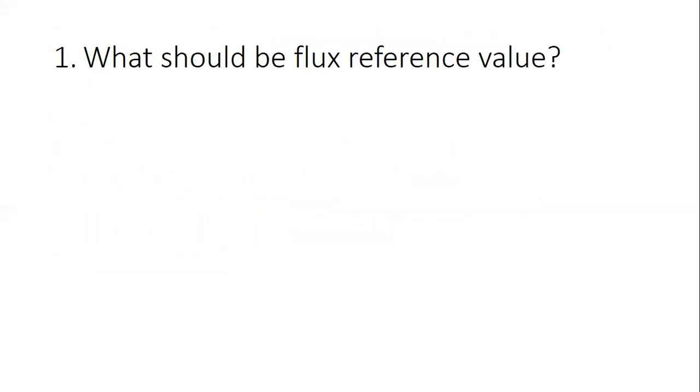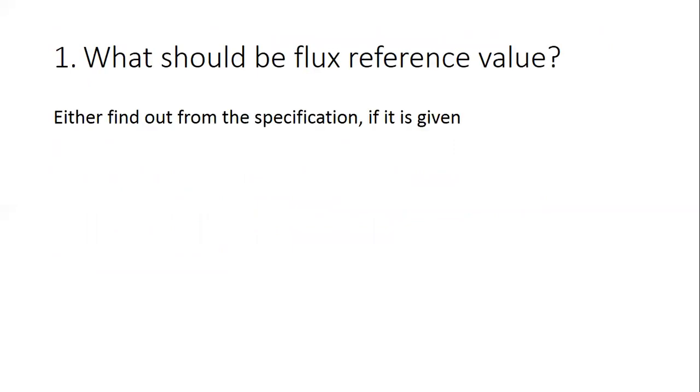So first is, what should be the flux reference? Now in an induction motor, flux is to be kept constant. Flux is changed only when you want to go to a speed beyond the rated speed, that is in the flux weakening region. So if flux is constant, that means whatever rated stator flux is there, that is given somewhere in the specification. So either find out from that.